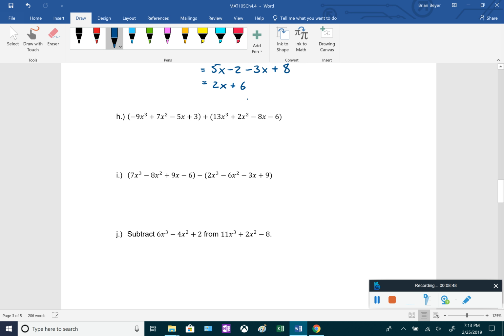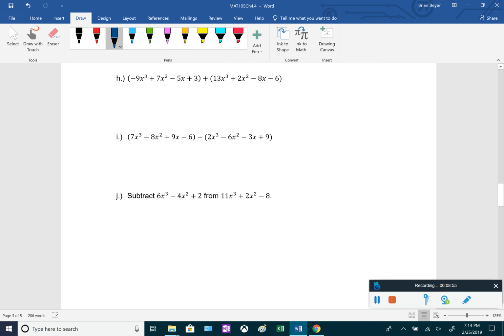Okay, and then for the next one, we have this polynomial with 4 terms plus another polynomial with 4 terms. Since they're both being added and we don't need to distribute anything, there's no numbers multiplying out front, we can actually just drop those parentheses and ignore them. So I'm going to combine like terms now. I'm going to combine the cube terms: negative 9x cubed plus 13x cubed. Negative 9 plus 13 is 4. So 4x cubed. I'm going to kind of cross these out as I go.